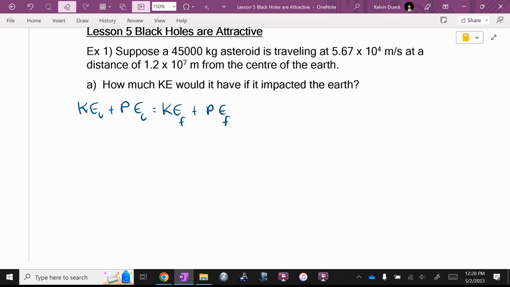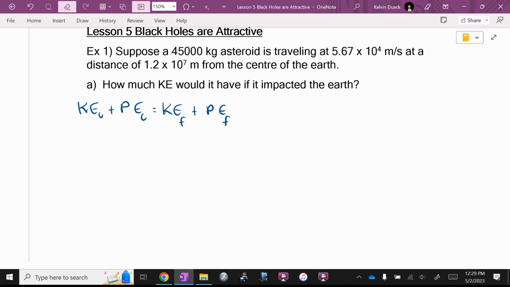Are any of these zeros? Kinetic energy would be zero if we're at rest. Are we ever at rest in this question? No, we didn't start at rest. And we're definitely not ending at rest when we hit the Earth. It's going to have kinetic energy on impact. What about potential energy? Isn't potential energy zero on the surface of the Earth? Not if we go cosmic. It would be if we were out at infinity. Are we starting or ending out at infinity?